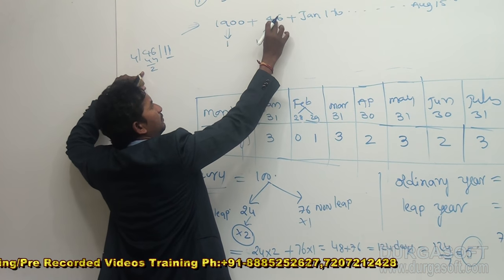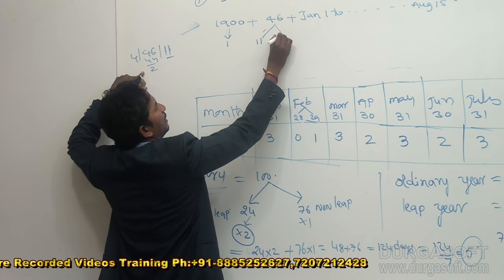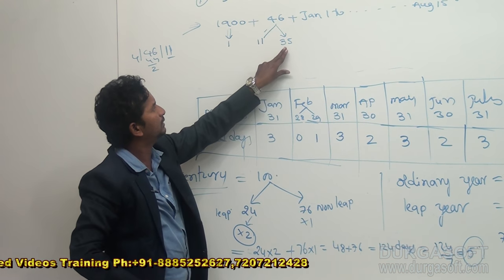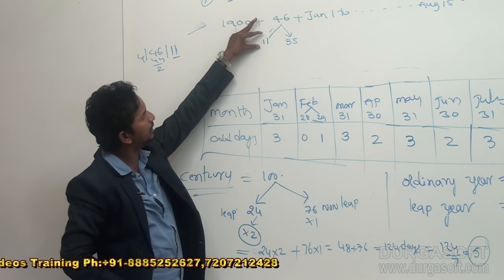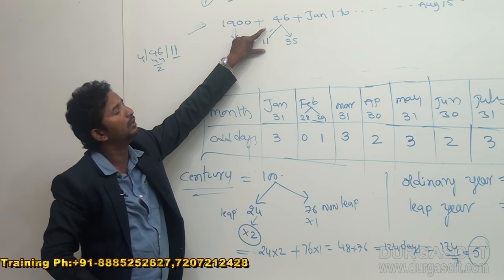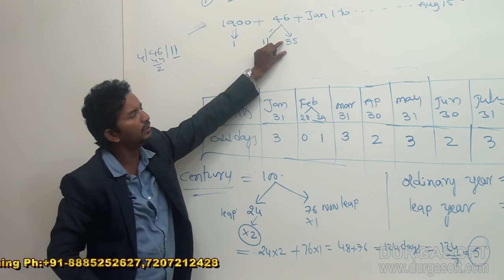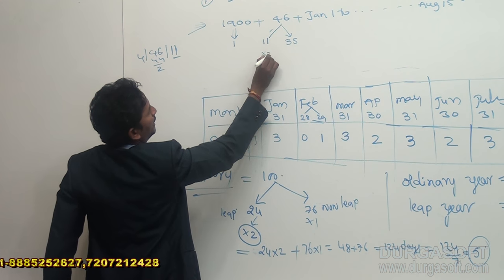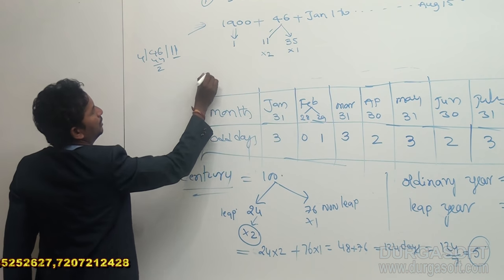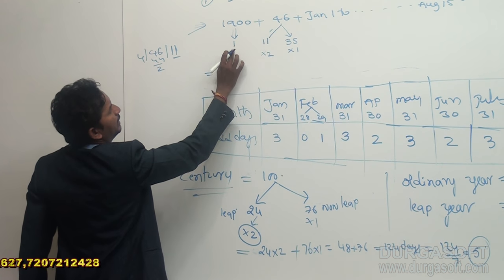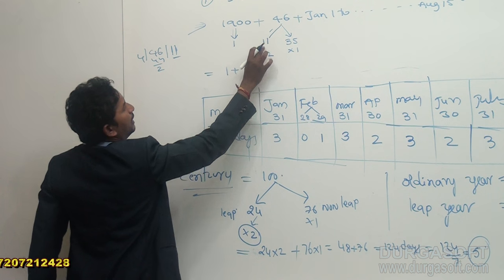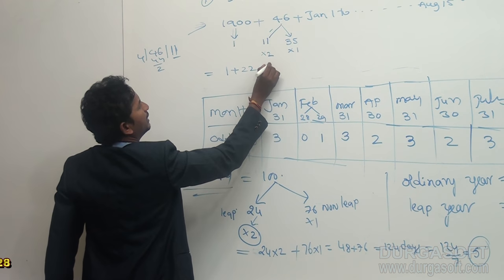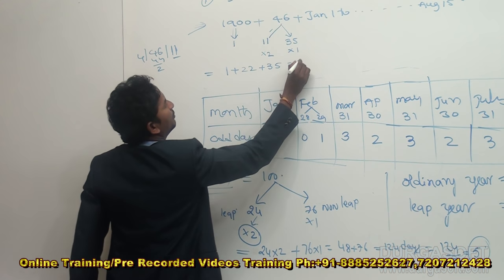Now, 11 leap years, 46 minus 11, now it comes to 35 non-leap years. So total is 46, 35 plus 11 is 46. According to our question, 46 years has 11 leap years and 35 non-leap years. So just multiply this. Now a leap year contains what? 2 odd days. An ordinary year contains 1 odd day. Now 1900 is 1 odd day, plus 11 into 2 is 22, plus 35 into 1 is 35, equal to now 58.